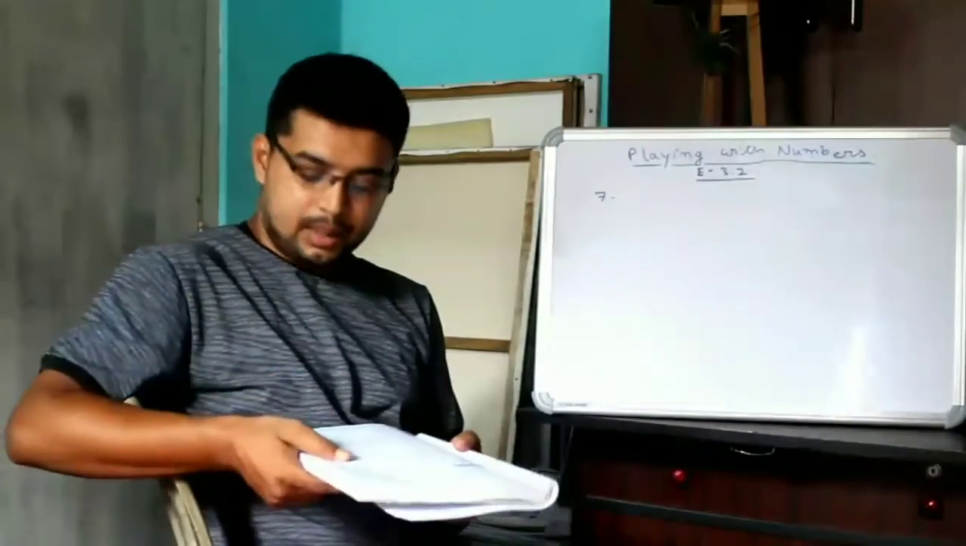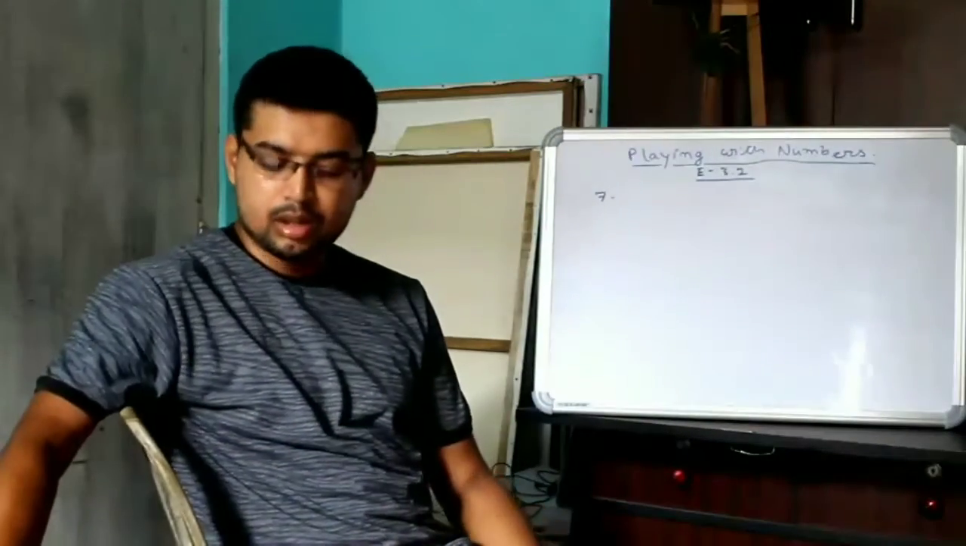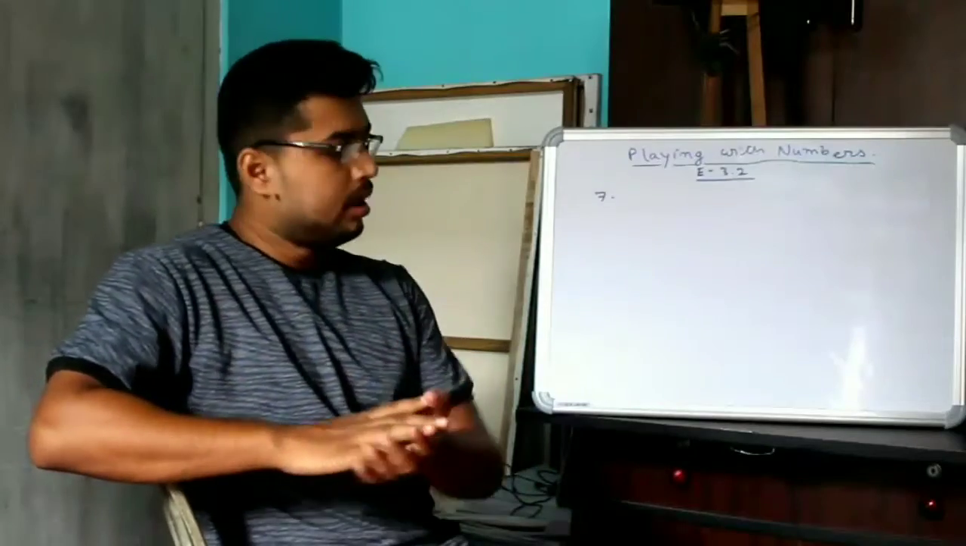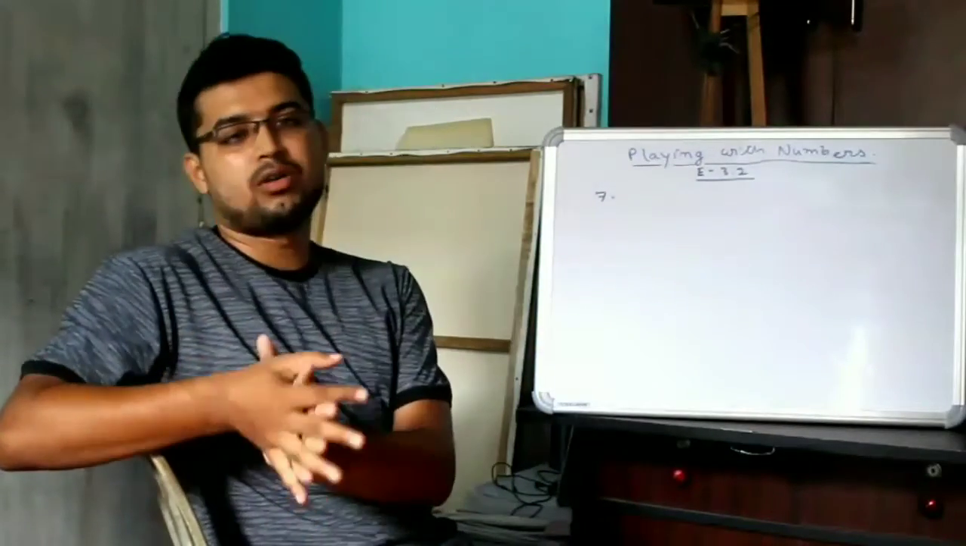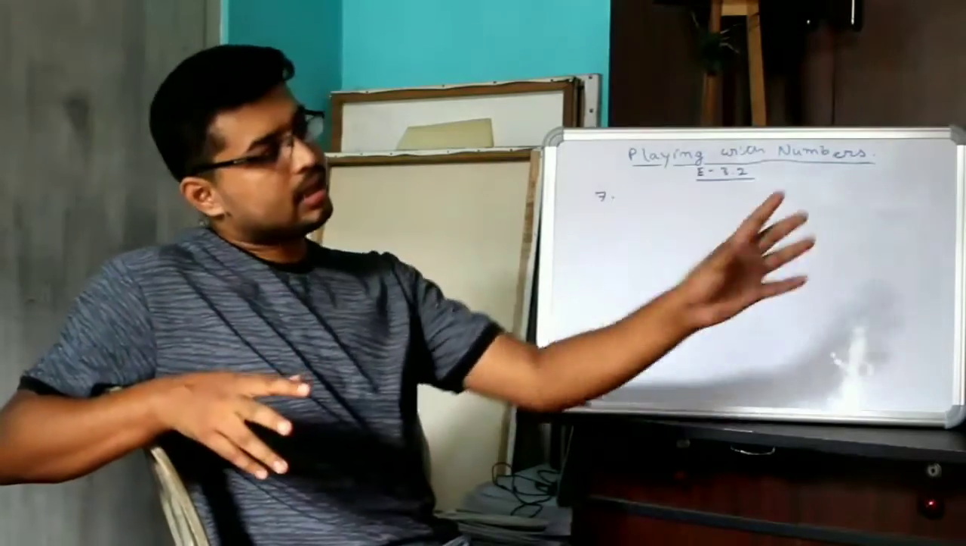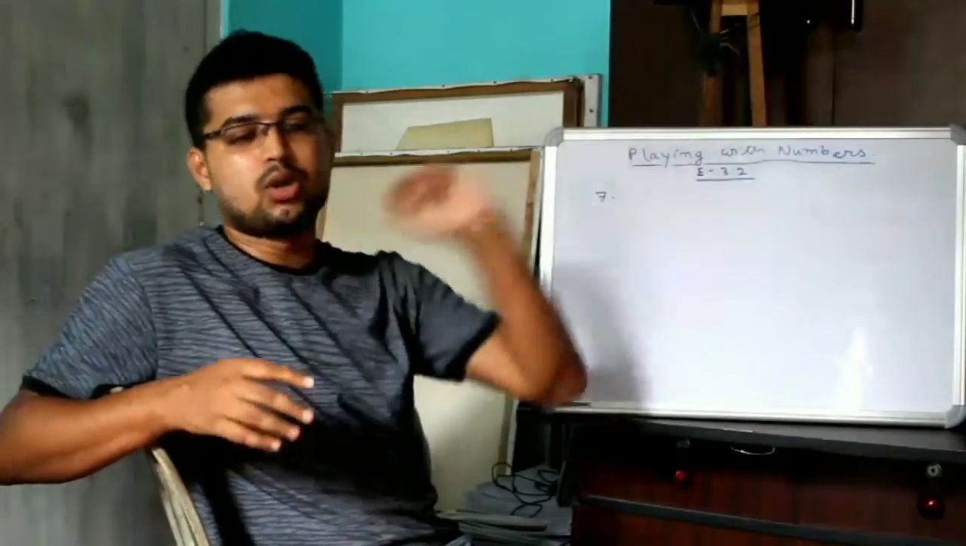Divisibility by 5 and 10 is very simple. For divisibility by 5, if the ones digit is 0 or 5, then the entire number is divisible by 5. For 10, check whether the ones digit is 0 or not.